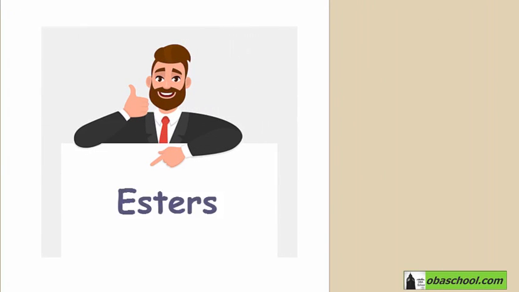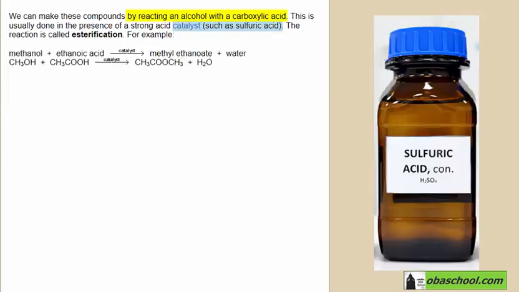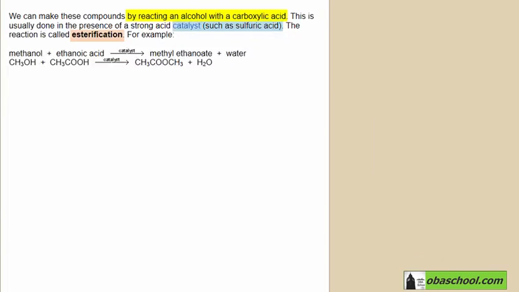In this animation, we will describe how to produce esters, starting with carboxylic acids and alcohols. So we can make esters by reacting an alcohol with a carboxylic acid. This is usually done in the presence of a strong acid catalyst, such as sulfuric acid. So sulfuric acid will act as a catalyst, and this reaction is called esterification.